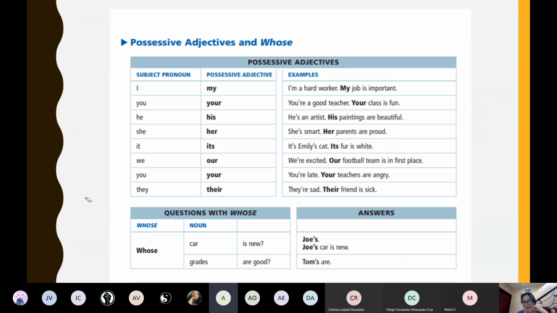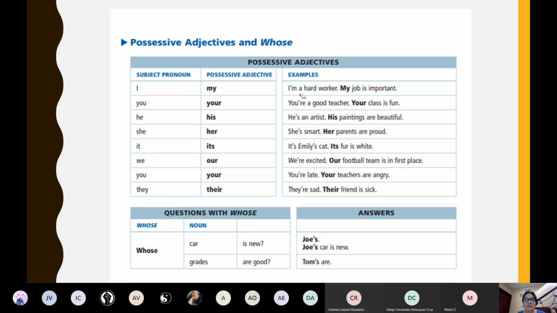So here it said homework, but it's not her homework. The possessive adjectives, guys, remember that they come before the nouns. If you are using I, the possessive adjective for I is my, you, your, he, his, she, her, it, its, we, our, you, your, they, their. Okay? Each pronoun has its possessive adjective. So that is what you have to remember in here.